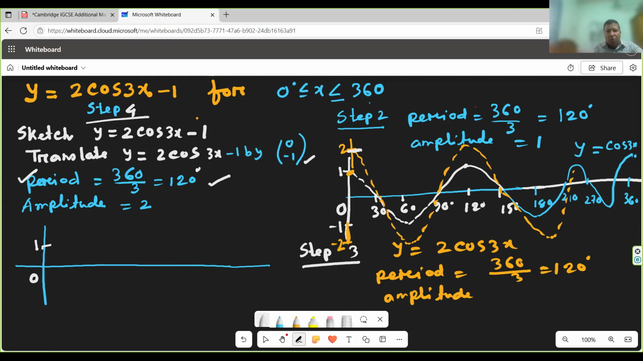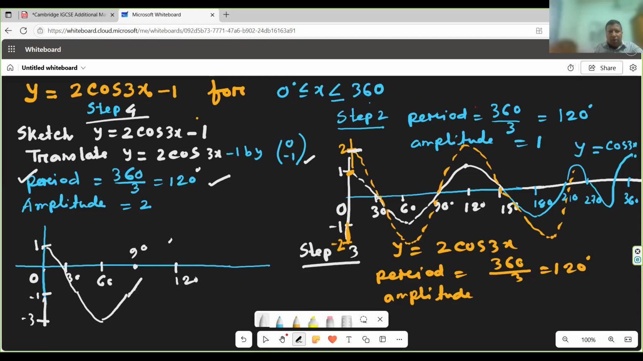At the 0 coordinate, 0 degrees, it is 1. At 30 degrees it was 0, so it will be minus 1. At 60 degrees it was minus 2, so it will be minus 3. At 90 degrees it was 0, so it will be minus 1. And at 120 degrees it was 2, so it will be 1.